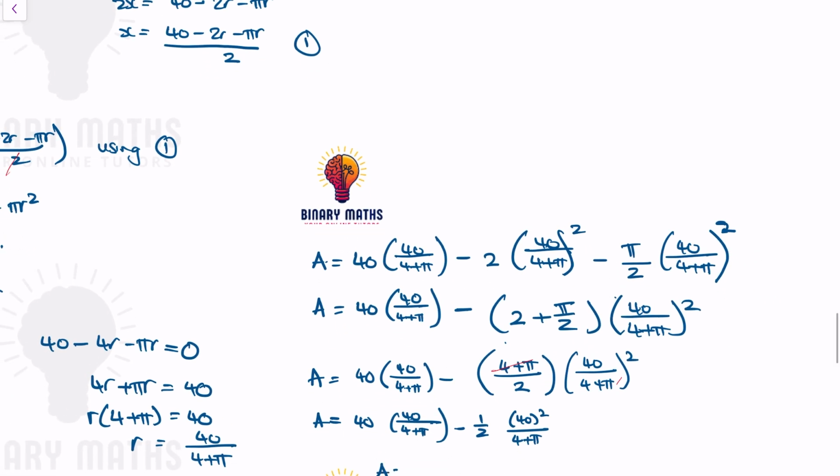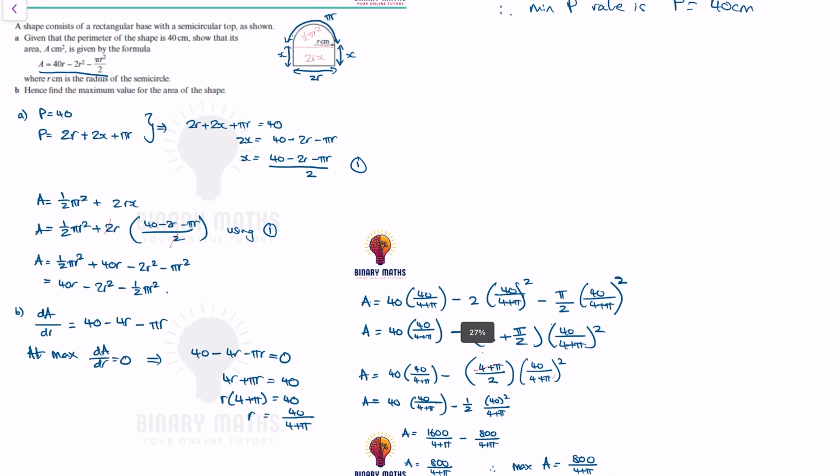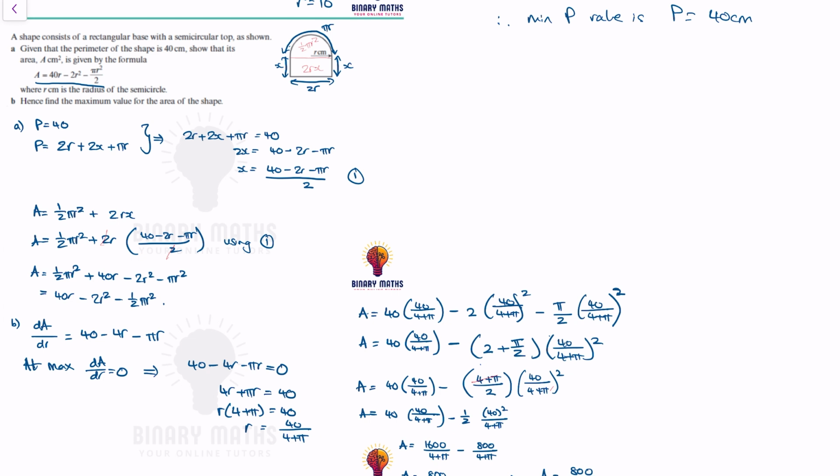Okay, so area will be equal to, if I multiply out the first term, I get 1600 over 4 plus pi. 40 squared is 1600, but if I times it by half, I get minus 800 over 4 plus pi. Denominator is the same, so all I end up with is 800 over 4 plus pi. It's therefore maximum A is equal to 800 over 4 plus pi, and it was measured using centimeters, so centimeters cubed.